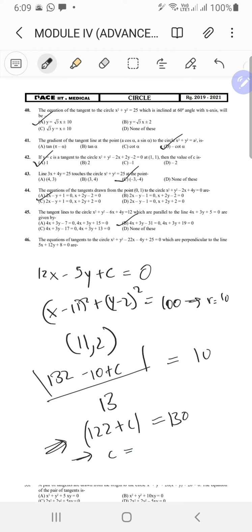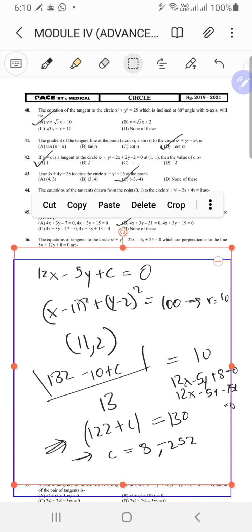can be, okay, if it's positive, then it can be what, okay, 8, or if it's negative, it can be 252 in negative. Okay, negative 252. So one of the equations is clearly 12x minus 5y plus 8 equal to 0. That's coincidental. Okay, and the other one is 12x minus 5y minus 252 equal to 0.